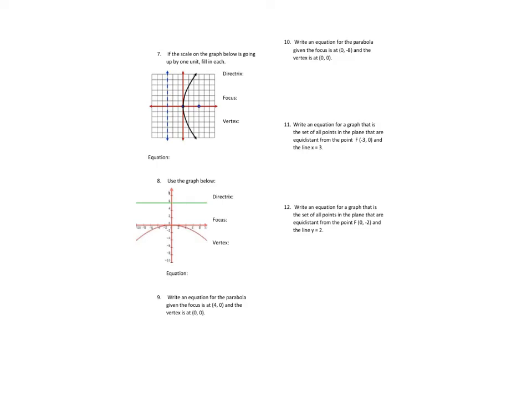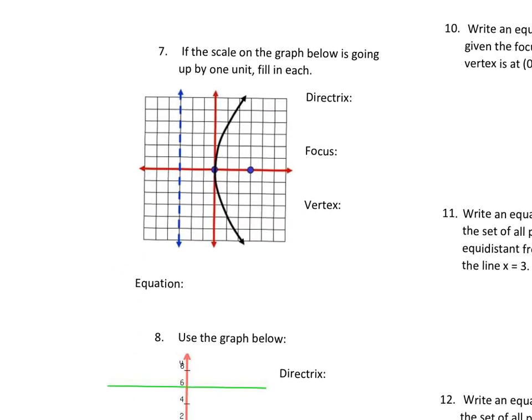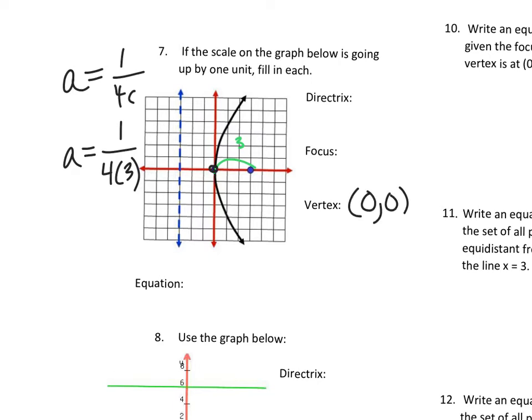Okay, for number 7, this time you're given a graph of a parabola. So if we have the graph, you can figure out what your c is, which is 3, and use the equation A equals 1 over 4c. So A equals 1 over 4 times 3, so A is 1/12. In order to use that, I'm first going to fill in the vertex of these parabolas at 0, 0 because it hasn't been shifted.